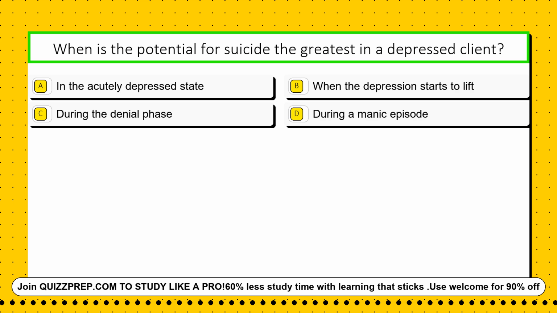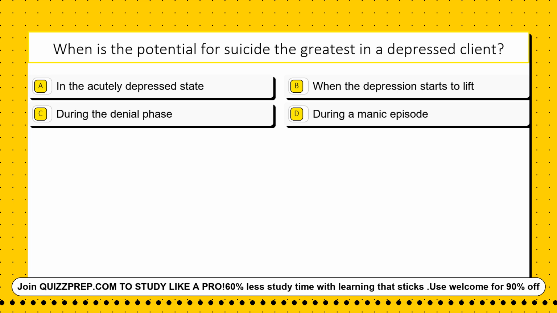Question 74. When is the potential for suicide the greatest in a depressed client? Option A, in the acutely depressed state. Option B, when the depression starts to lift. Option C, during the denial phase. Option D, during a manic episode.